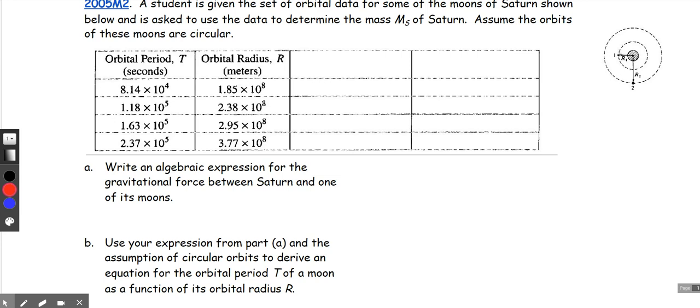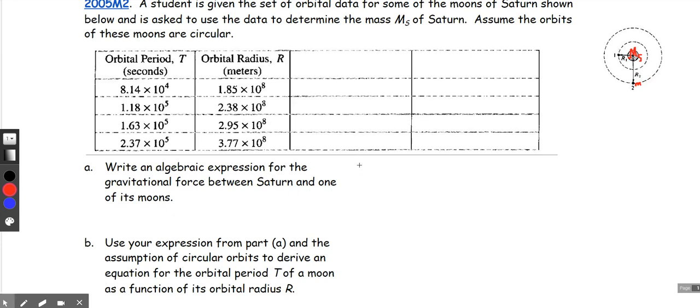And here's a nice picture. This is the mass of Saturn, and we have all these little moons going around it. And in our equation, one of these moons would be like our lowercase m. So write an algebraic expression for the gravitational force between Saturn and one of its moons.